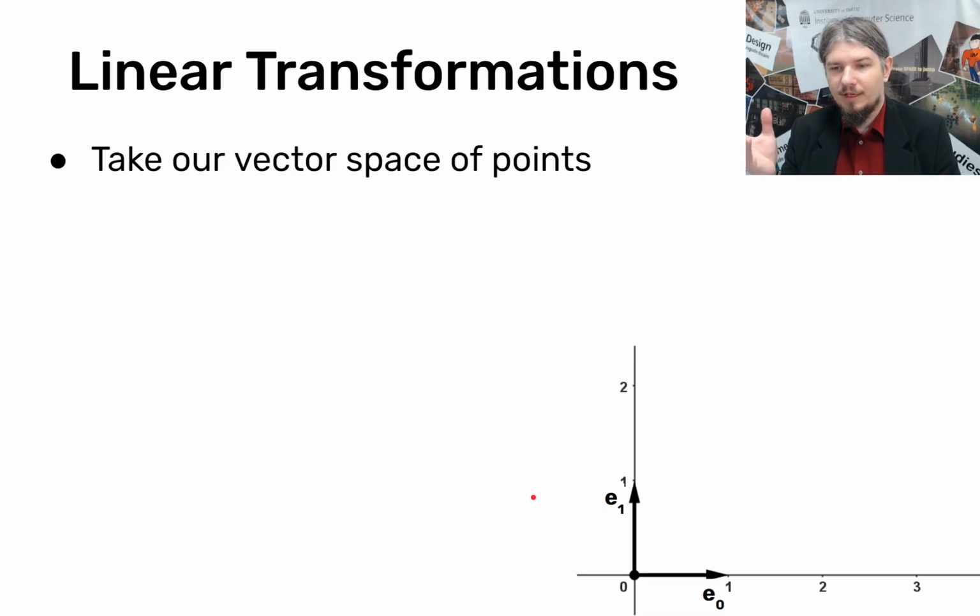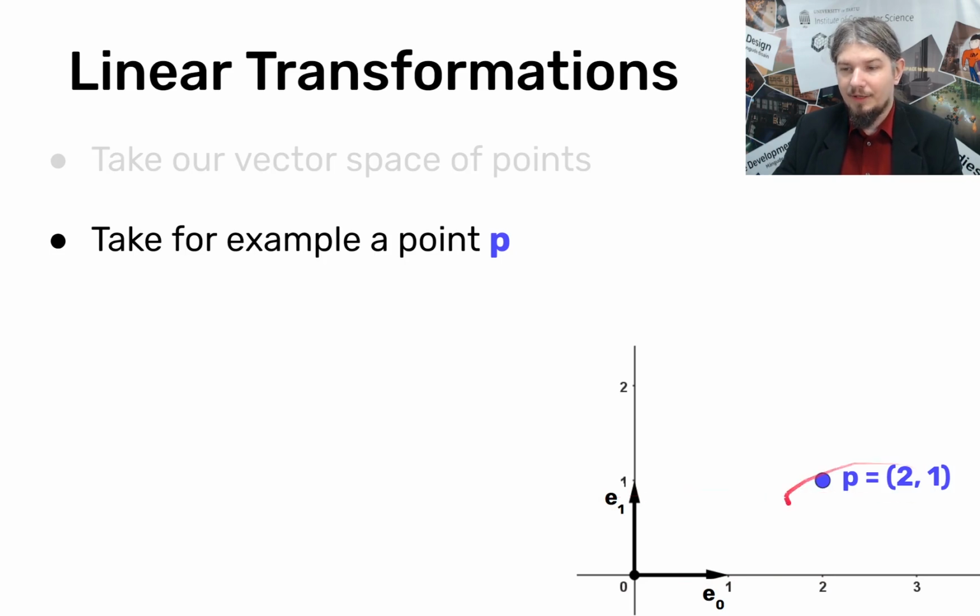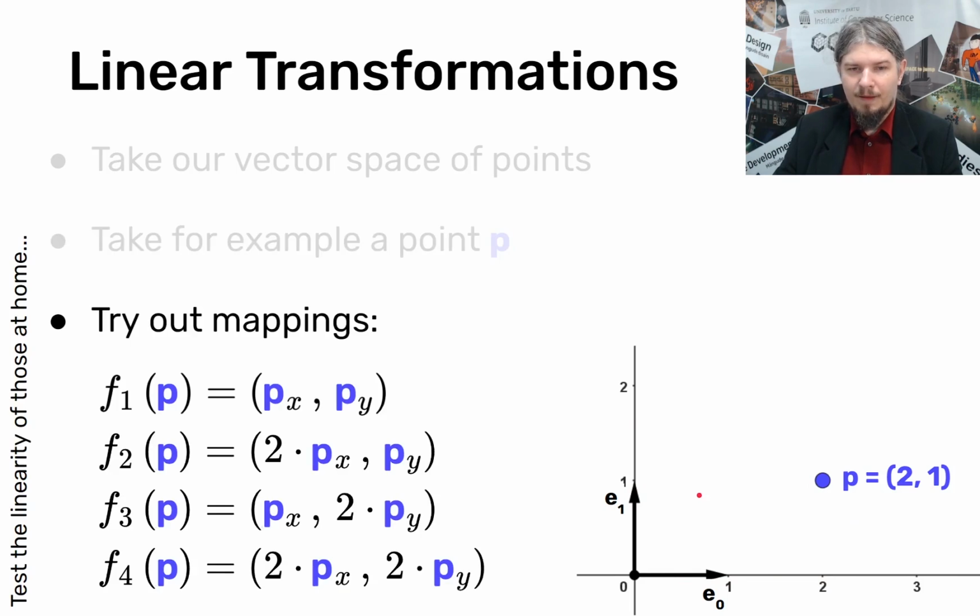So let's take our vector space of points. So we have a vector space, two basis vectors. Let's have a point here. So point at coordinate 2 and 1. So 2 in x and 1 in y. And we can try out different mappings. So for example, the first mapping would keep the point the same. So it's an identity mapping. But we could have other mappings. So they could multiply one of the coordinates by 2, or maybe both of them, or with some other scalar.